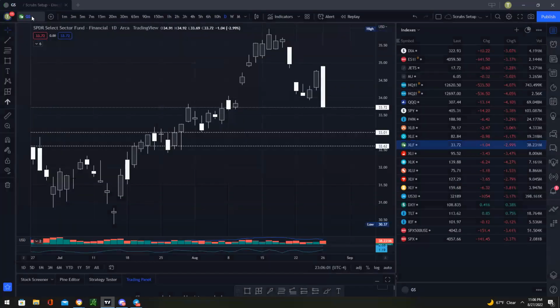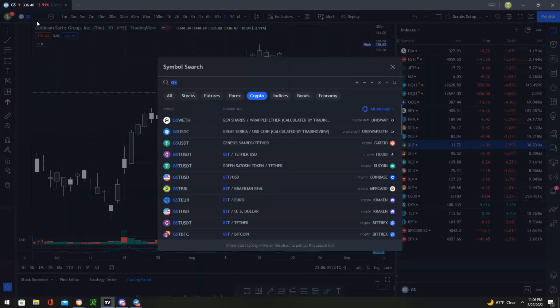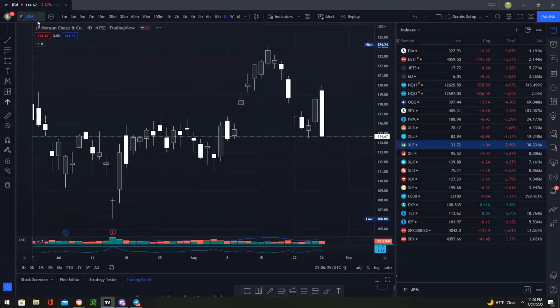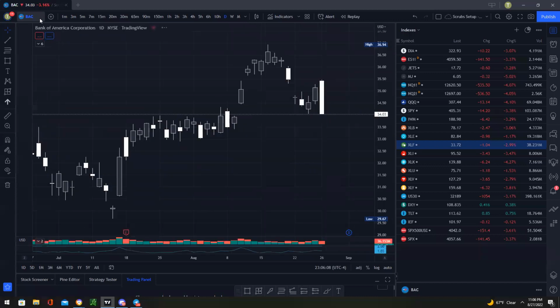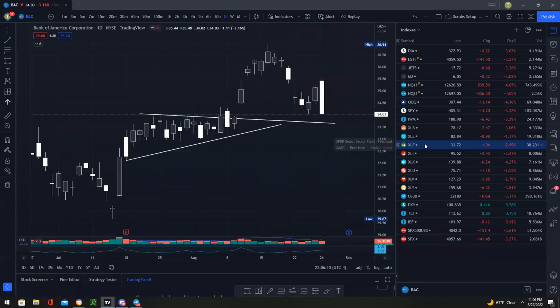We could see some sort of a continuation for banks. I believe the top one is Goldman Sachs. Yeah, Goldman Sachs. I think JPM's next. Bank of America. So as you can see here, XLF is the ETF, but the top three holdings pretty much do the exact same thing. All right.